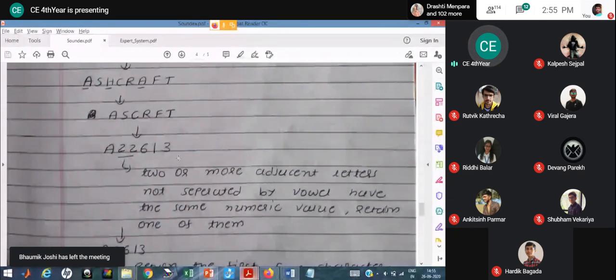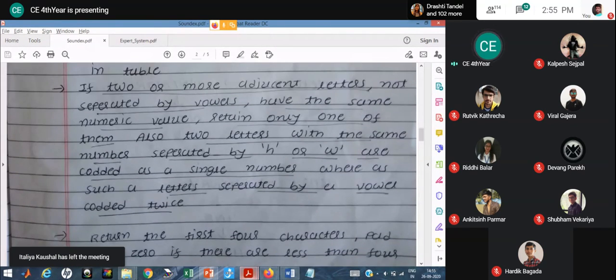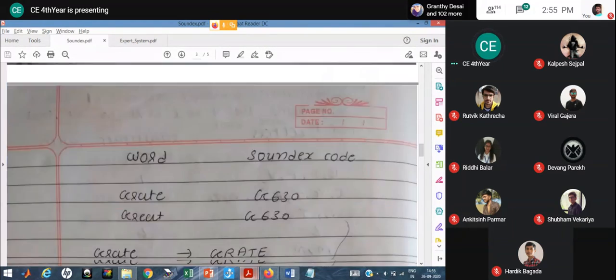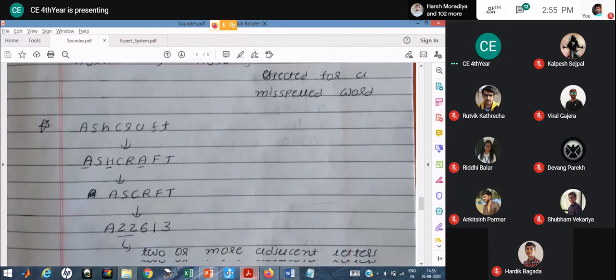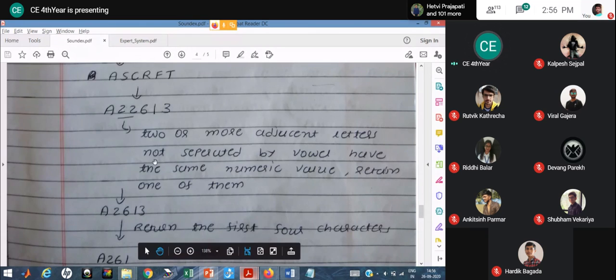Now, after replacing the letters by numbers, there is one rule that I have explained, which I am reading, everyone. The rule is, if two or more adjacent letters not separated by a vowel have the same numeric value, then retain only one of them. Here in this case, these two letters are not separated by a vowel but have the same numeric value. So you have to retain only one of them, right? So in the next step, what do you get? A, 2, 6, 1, 3.